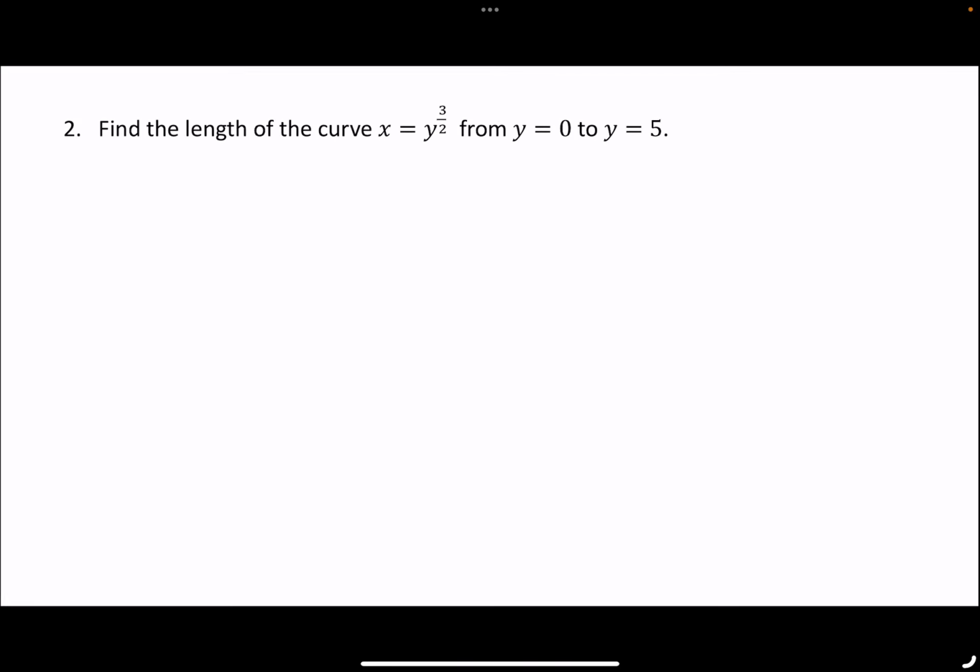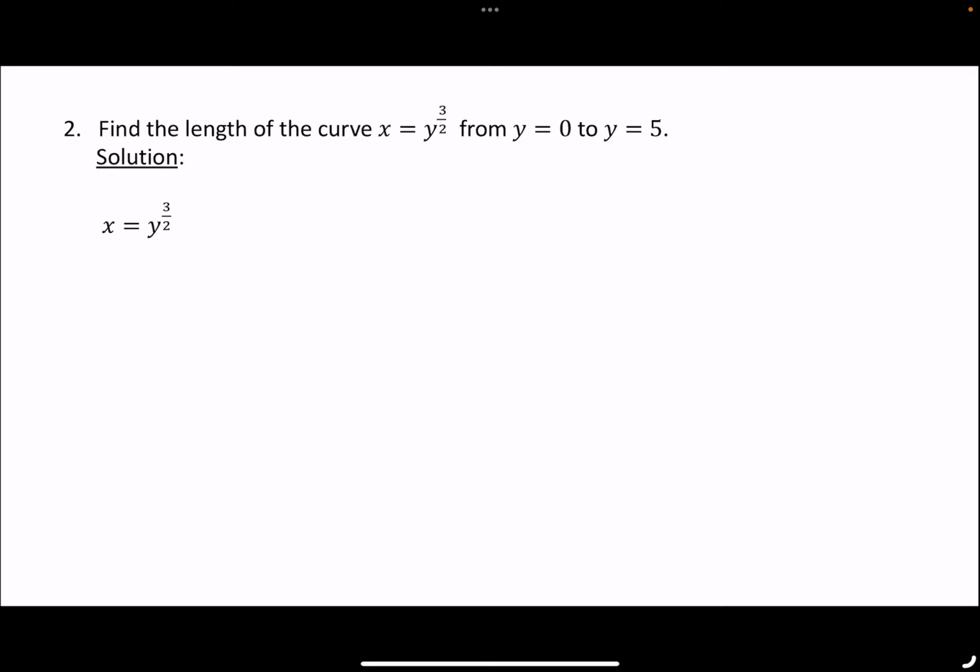Now let's find the length of the curve x is equal to y raised to 3 over 2 from y equal to 0 to y equal to 5. So we are given x as a function of y. So we're going to use the second formula for the arc length. But first, in order to plug that into that formula, we need to find dx over dy.